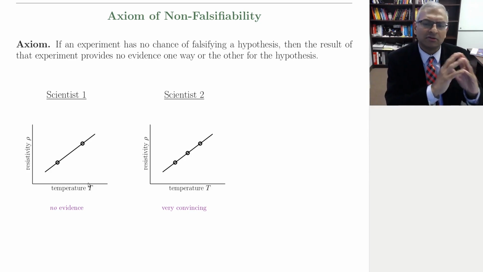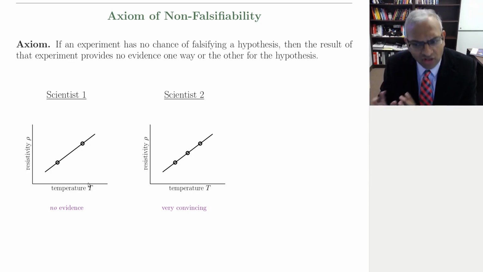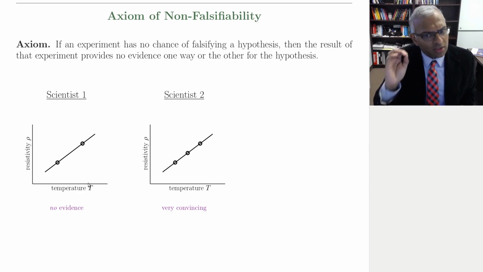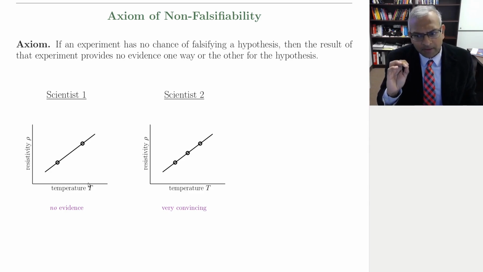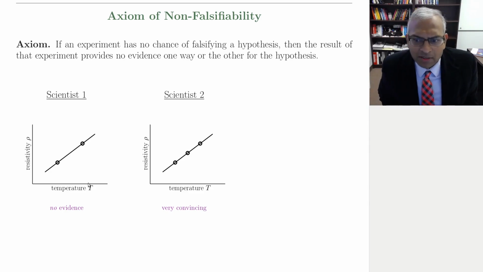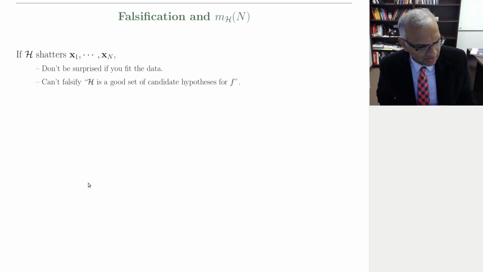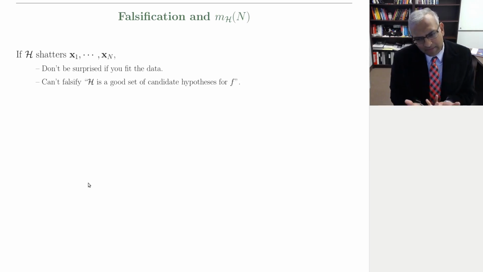Cannot say that the theory is true. Cannot say that the theory is false. A principle, the axiom of non-falsifiability. If you cannot falsify your hypothesis, then don't waste your time running the experiment. Now, how does this come into machine learning? Falsification plays a fundamental role in this notion of why simple is better.